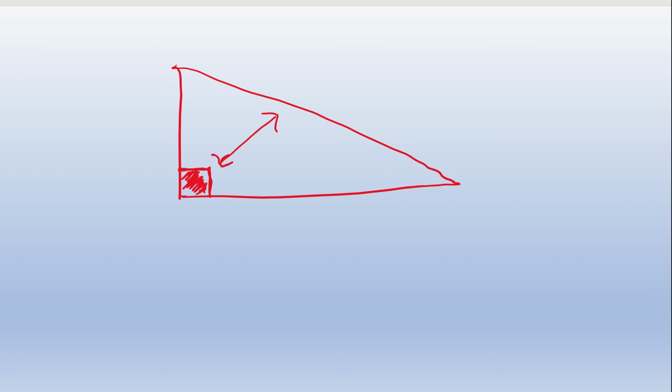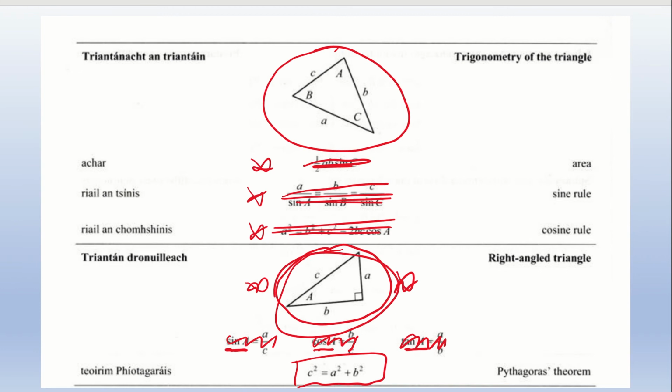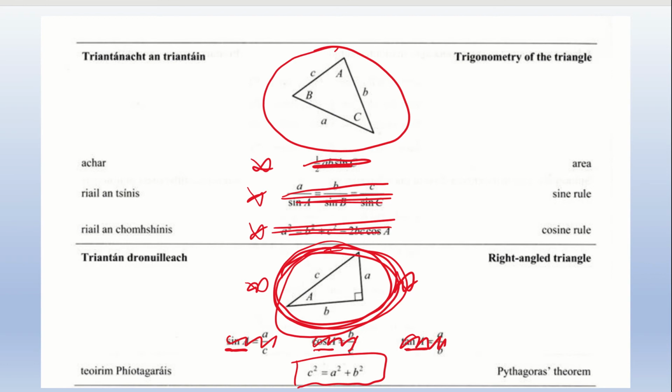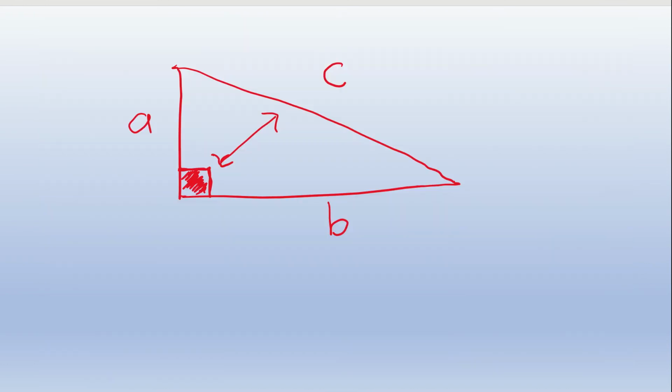Now, in your log tables, the hypotenuse is labeled as C, and we'll come back to that in a minute. Your labeling is very important in this type of triangle. Your other two sides are labeled A and B. I've basically just done the same thing as this diagram here. Now you'll notice that my formula says C squared is equal to A squared plus B squared.